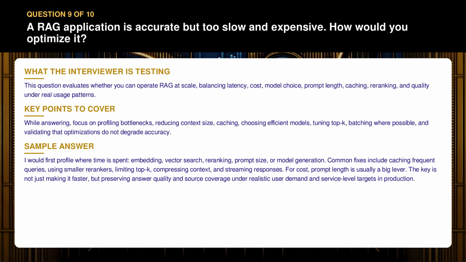I would first profile where time is spent: embedding, vector search, re-ranking, prompt size, or model generation. Common fixes include caching frequent queries, using smaller re-rankers, limiting top K, compressing context, and streaming responses. For cost, prompt length is usually a big lever. The key is not just making it faster, but preserving answer quality and source coverage under realistic user demand and service level targets in production.